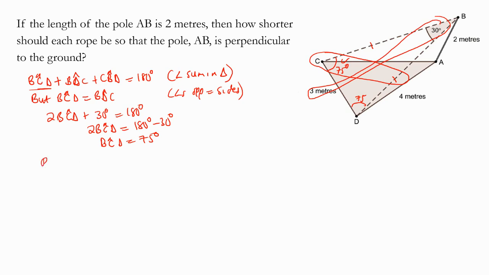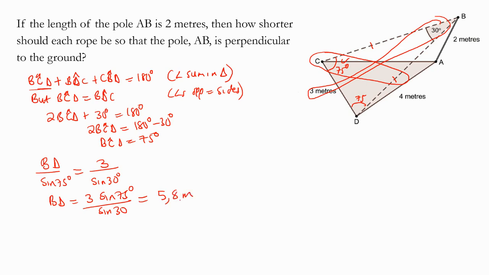So it becomes BD over sine 75 is equal to 3 over sine 30. Then we multiply by sine 75 on both sides of the equation. So we get BD is equal to 3 times sine 75 over sine 30. Then we get that this is what? 5,8 meters. So BD is equal to 5,8 meters, and then BC also is 5,8 meters.